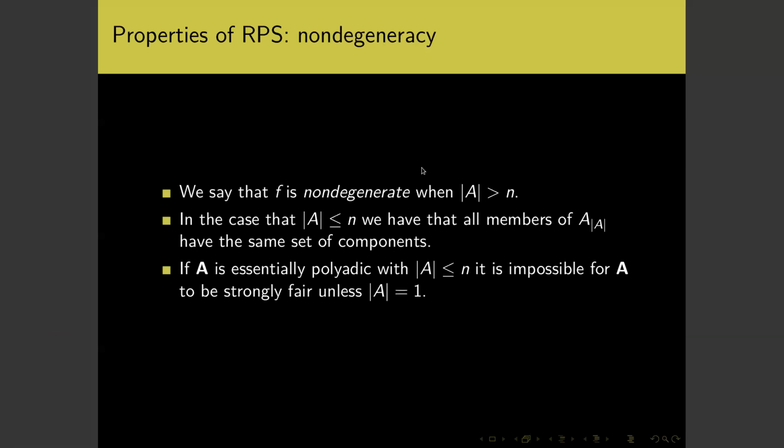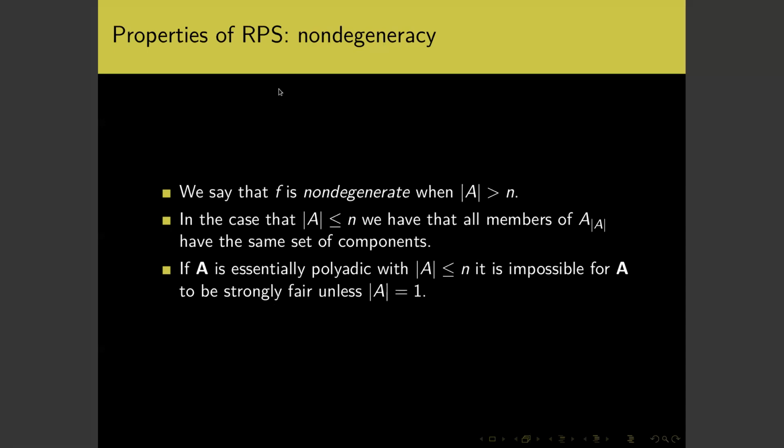Okay, so the final condition that I want is non-degeneracy. I'm going to say that a magma is non-degenerate when, well, it does depend on the operation. So an n-ary operation F is non-degenerate when the underlying set A, on which F is an operation, is strictly larger than the arity of the operation. And so the reason I want this is basically that if I have an essentially polyadic magma or selection game, and the number of items in my universe is at most the arity of my operation, then I can't have a strongly fair game unless that universe has only one element, or unless the game is actually trivial, or the magma is trivial.